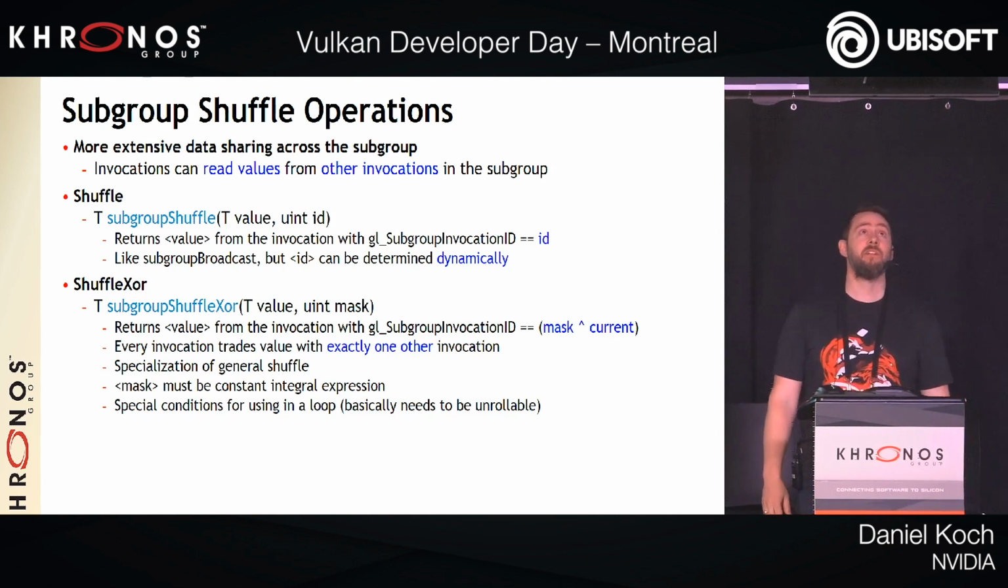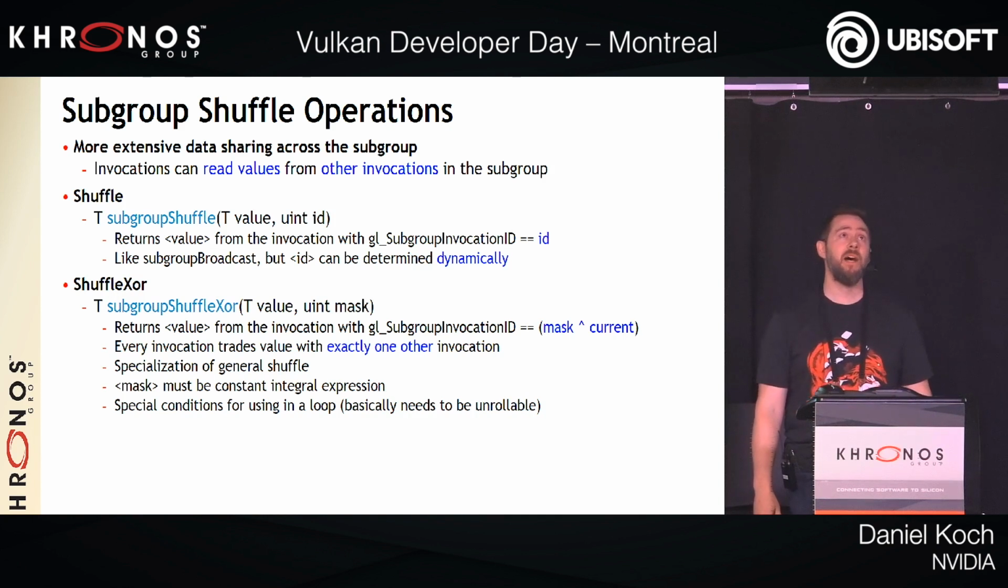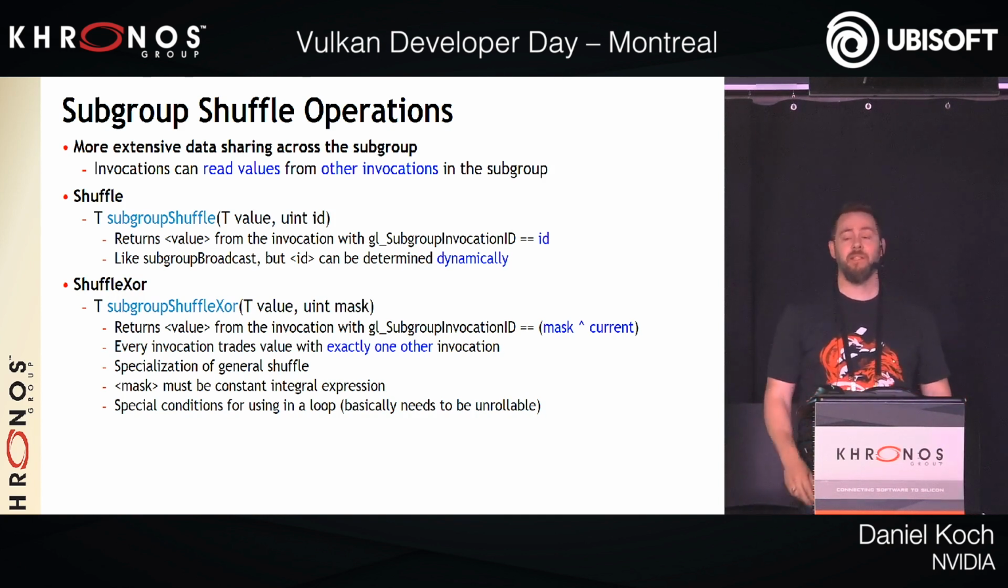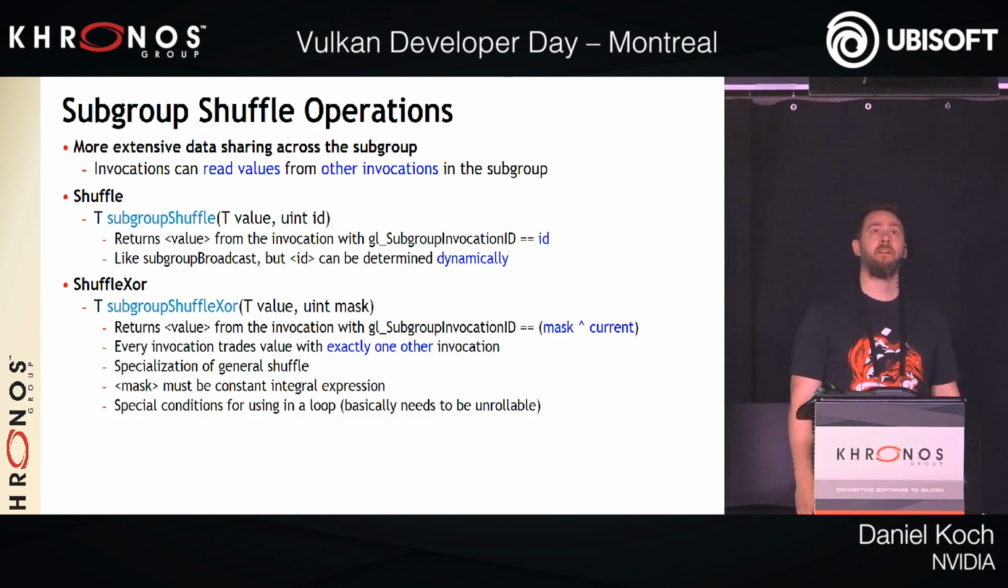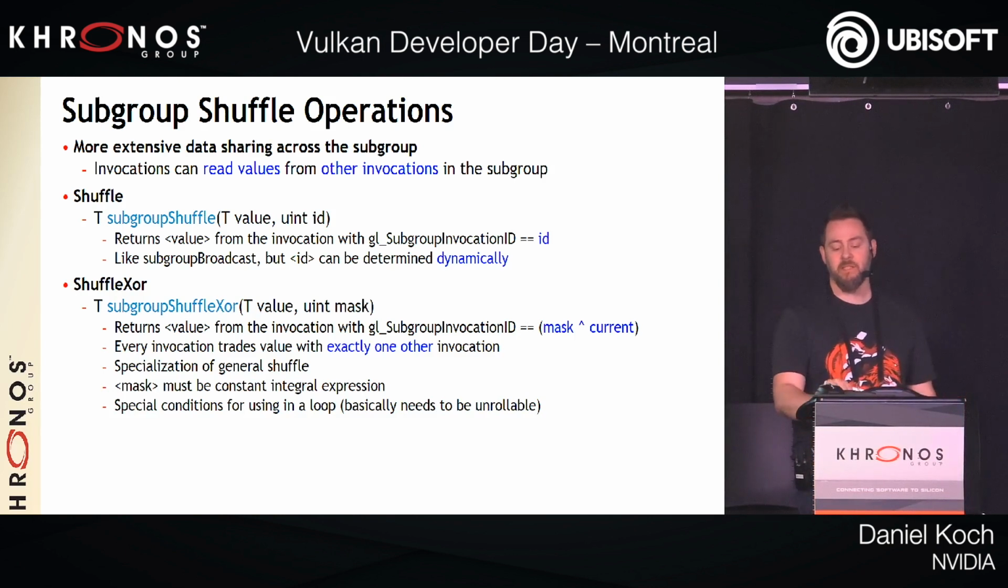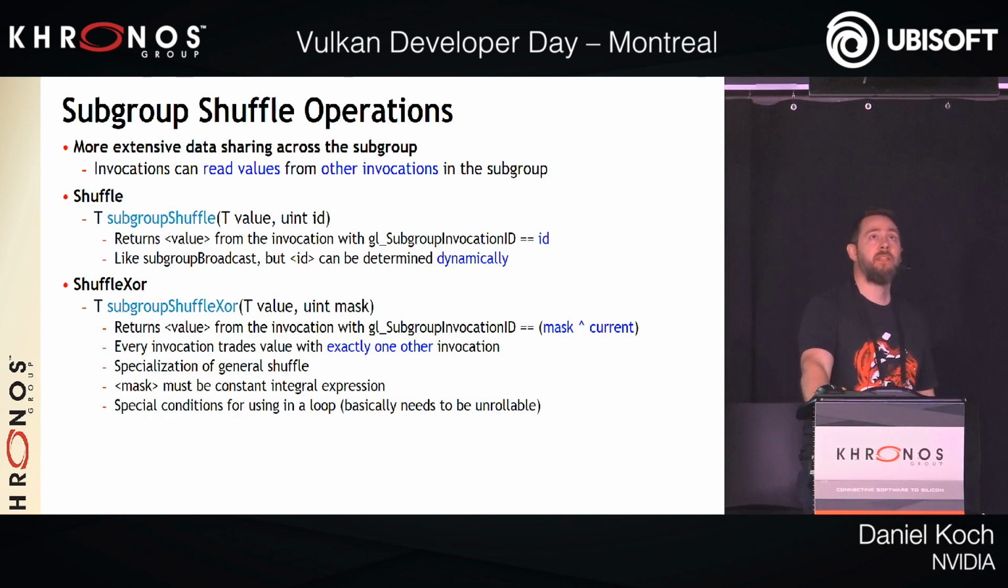Shuffle XOR, the subgroup shuffle XOR instruction, lets you swap a set of invocations using the mask that you provide to it. Each invocation trades with exactly one other invocation, and it's a specialization of the general shuffle. It's a pretty common operation that you need. In this case, the mask needs to be a compile-time constant integral expression.